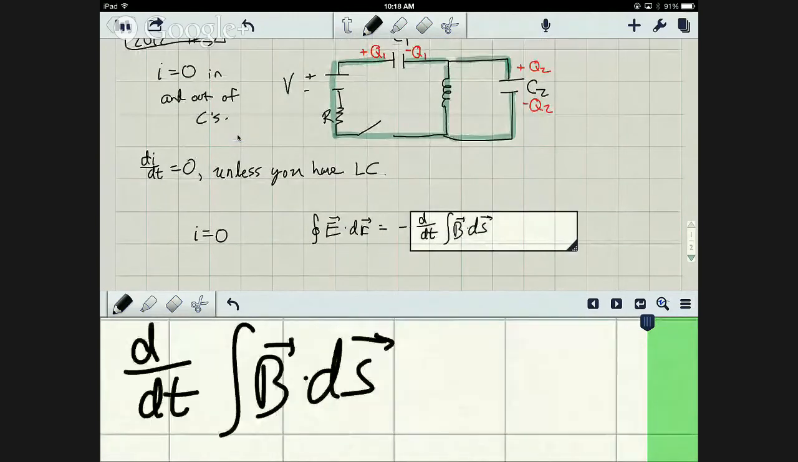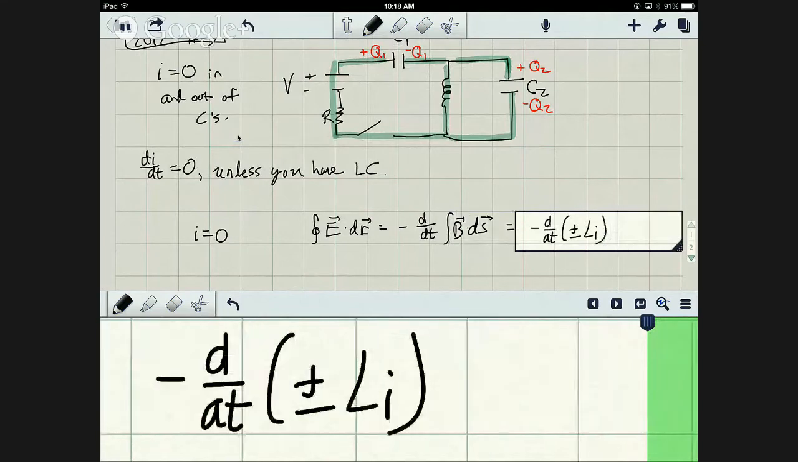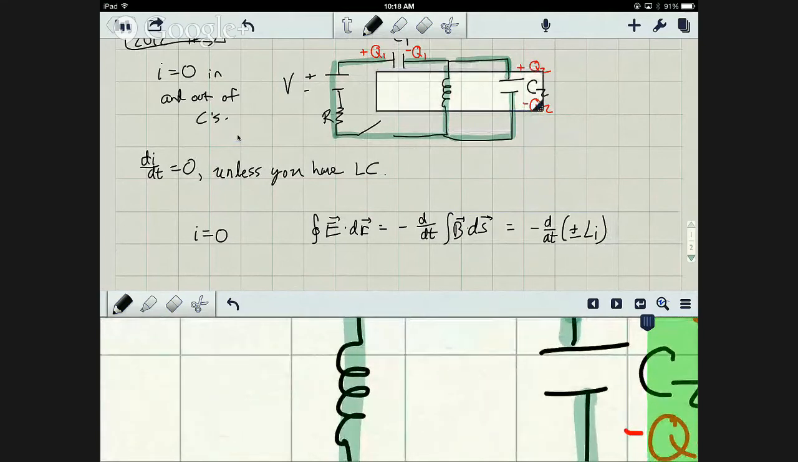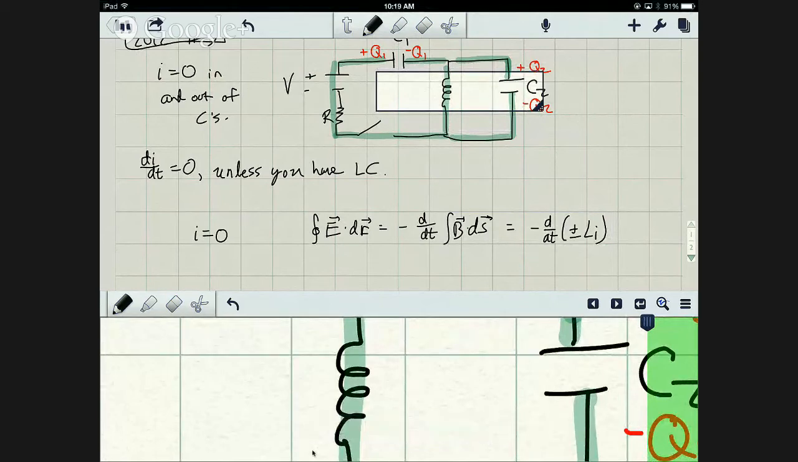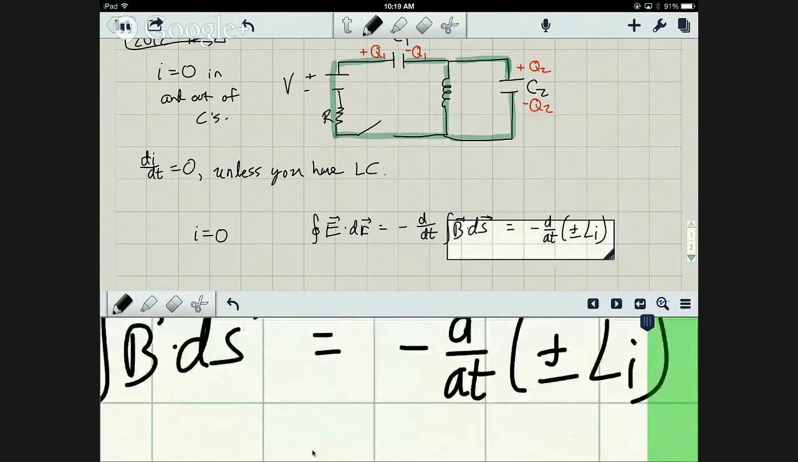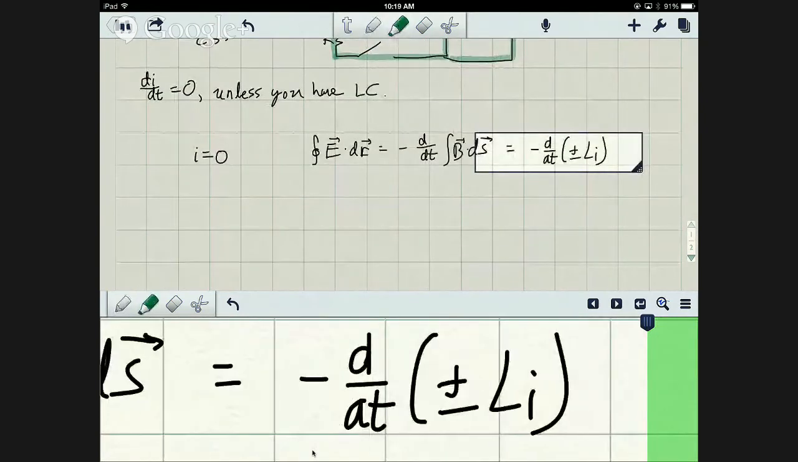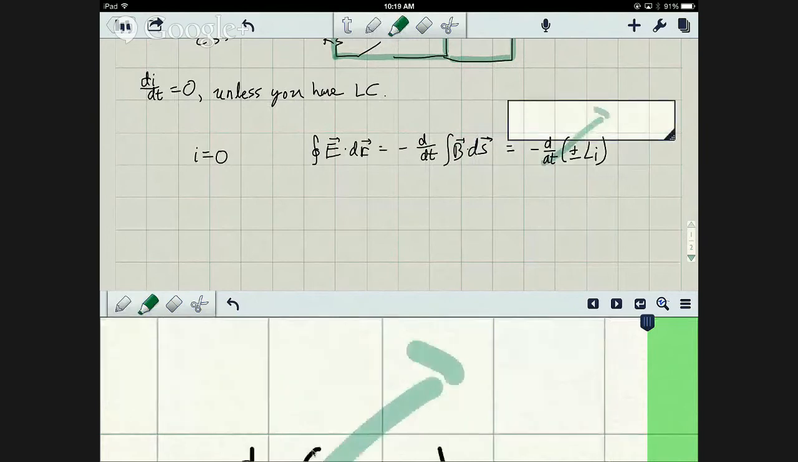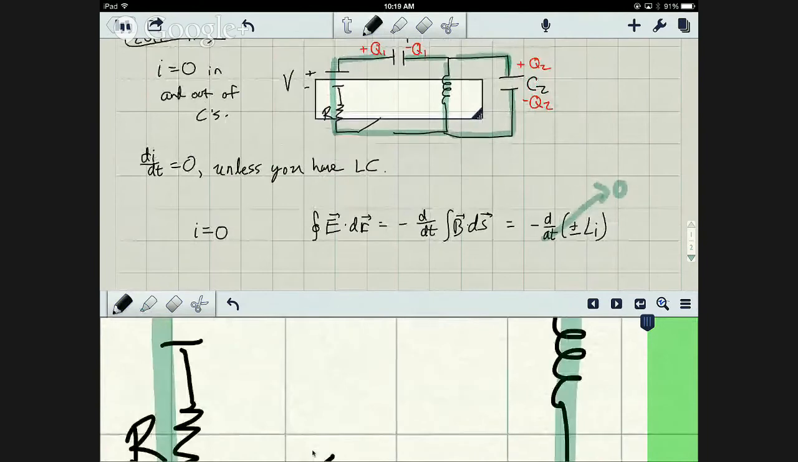So this is equal to negative d/dt of plus or minus Li for this little inductor here. I assume that L is going to include self-inductance. Let me just look at that real quick on this problem. Yeah, L is going to include self-inductance, so we can write it like that. And so di/dt is going to be 0 in the steady state, so this term is going to be 0. So the integral of v dot dr around either of these loops is going to be 0.